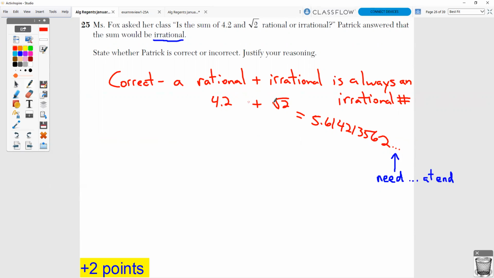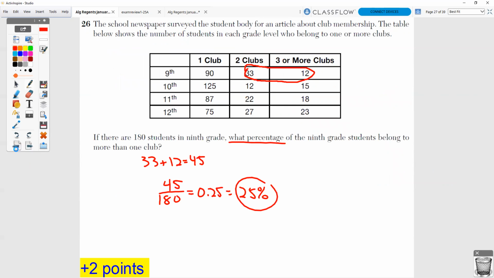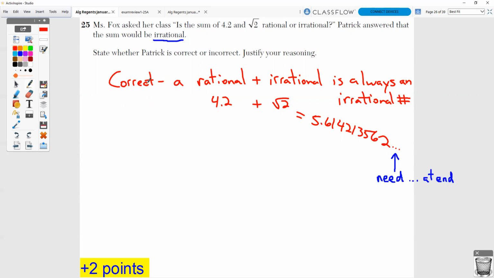You could also, instead of showing the actual answer, just say that 4.2 is a rational number, radical 2 is an irrational number, and a rational plus an irrational is always an irrational. Either way would be a correct answer, but you have to say that he is correct first as well. Saying he's correct is worth 1 point, and your explanation is worth 1 point.